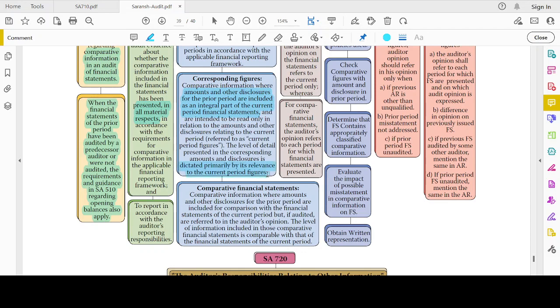So all the examples given are just for understanding purposes. Just don't think that every salary figure will be corresponding figures, nothing like that.